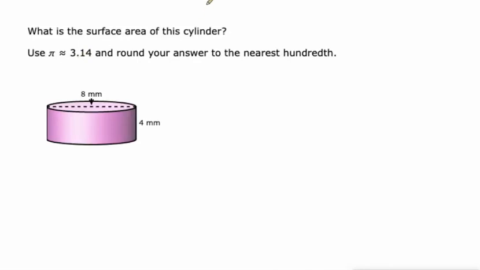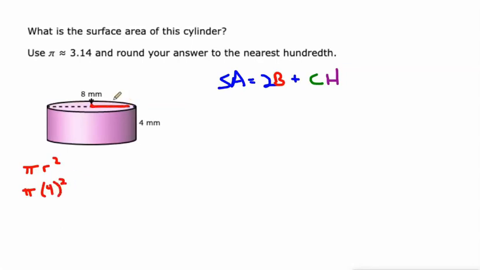All right, let's do it again. Basically the same idea, only this time we're given the diameter instead of the radius. But here's our formula. Surface area is equal to 2 times the area of the base plus the lateral surface area, which we can find by doing circumference times height of the prism. So let's start off with area of the base. It's pi r squared, which is going to be pi times 4 squared, because from here to here is 4.